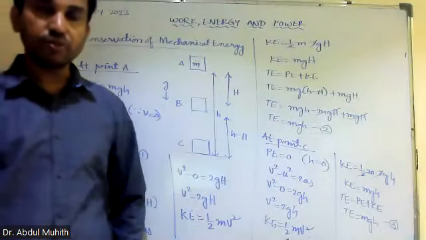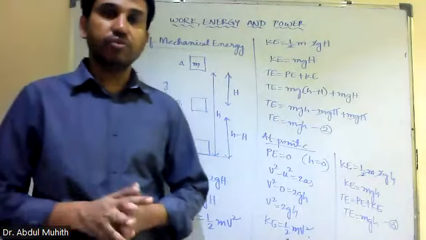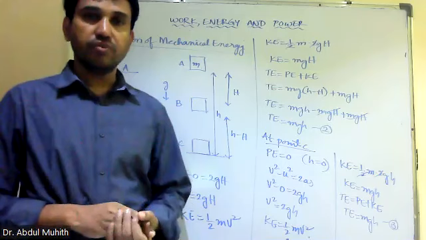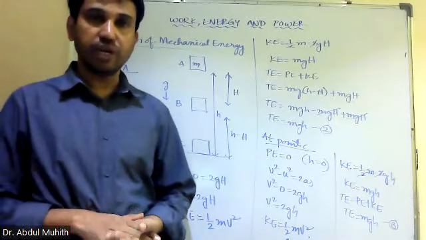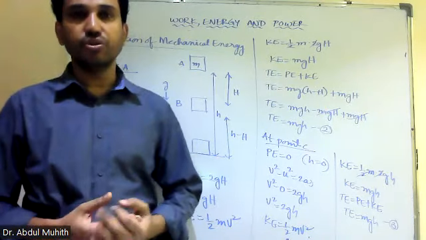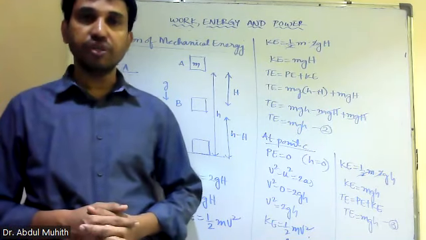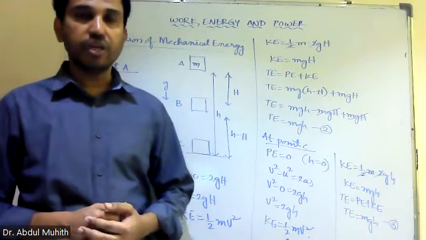So we were discussing work. What is work? Work is the product of force and displacement, the force component in the direction of the displacement. So W equals F cos theta into d, which is also written as F into d cos theta. Now there are three cases in that.